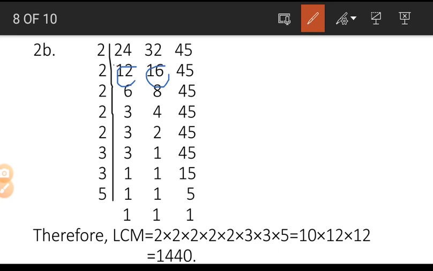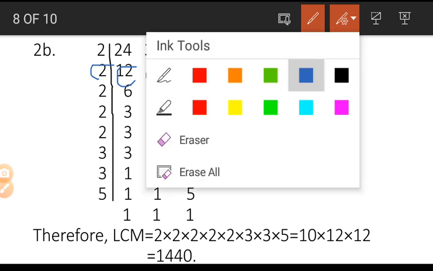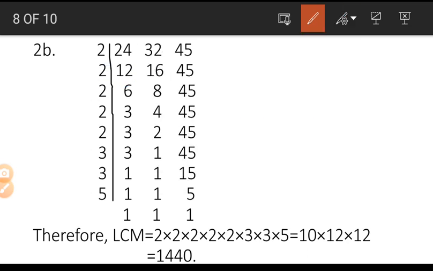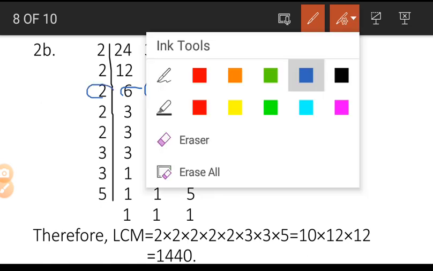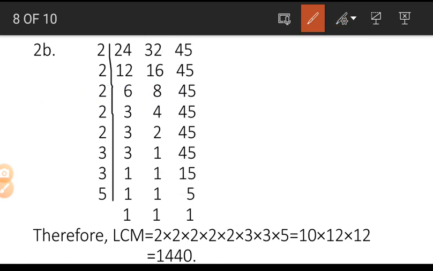Then we have to put another 2 because 12 and 16 can be divided by 2. Now 2 into 12 is 6. 2 into 16 is 8. 45 cannot be divided by 2. We bring it down again. Alright. And because we have 6 and 8, we put down another 2. Now this 2 divide 6 gives us a 3. 2 divide 8 gives us a 4. But 45 cannot be divided by 2. We bring down 45 again.